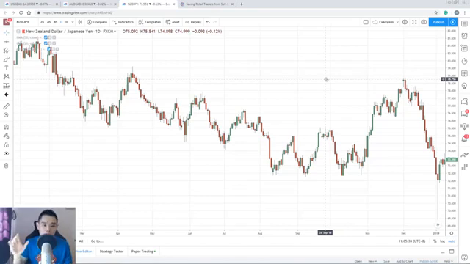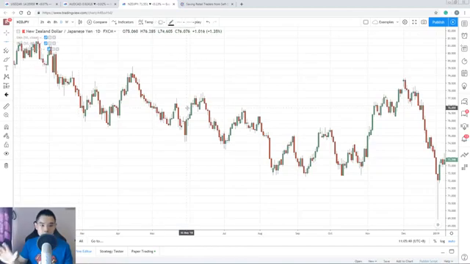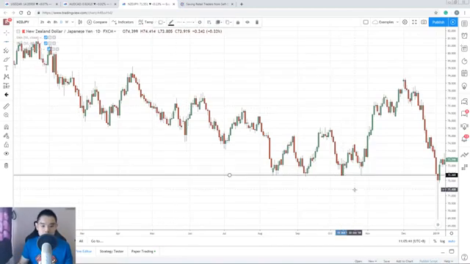All right, if you have done it, what I'm seeing over here is that there is a key level over here. There are multiple, but I would say the key one is actually this one over here. And there's actually another one over here.